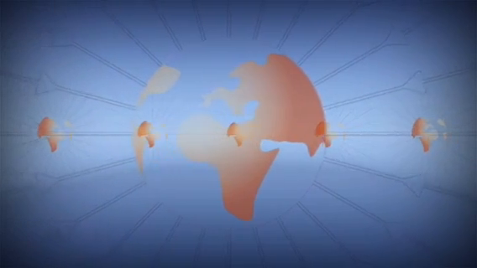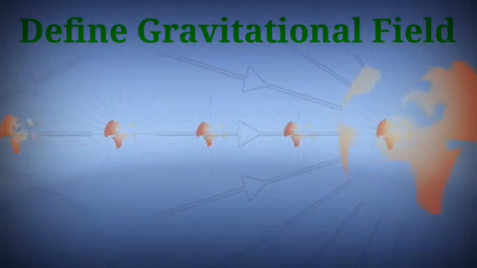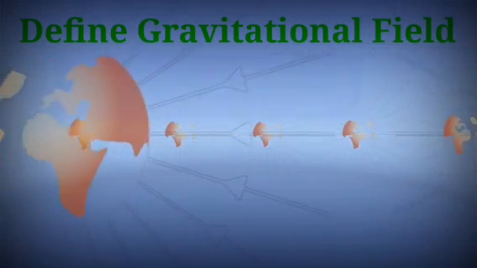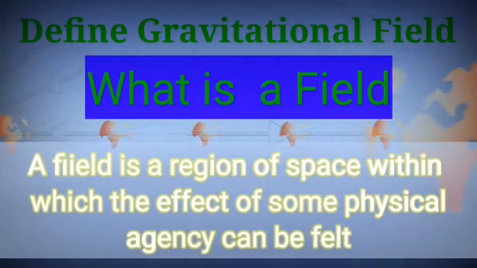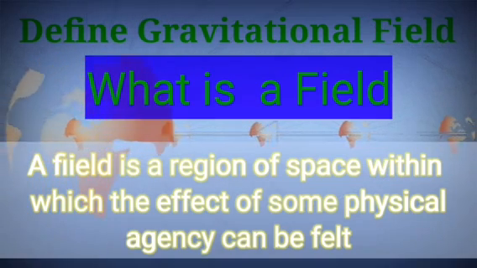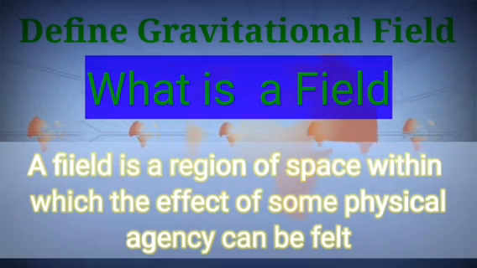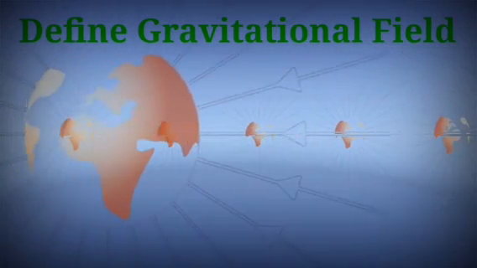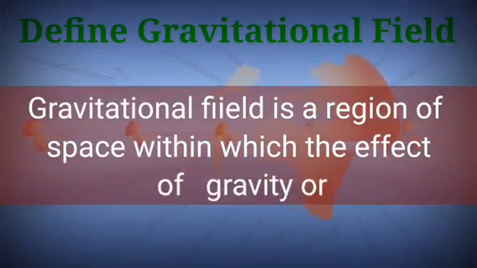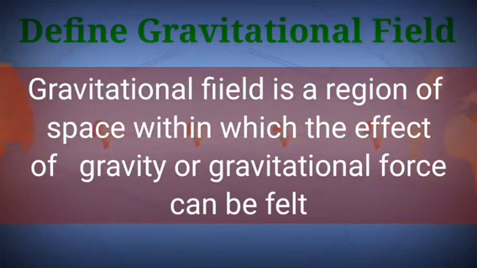Now, the next question says define gravitational field. Before we can understand what gravitational field is, let us look at what a field is. In physics, what is a field? Now, a field is a region of space within which the effect of some physical agency can be felt. Talking about gravitational field, it is a region of space in which the effect of gravity can be felt. Don't forget that we have other kinds of field, such as electric field, magnetic field, field due to heat, which are going to be scalar field, and other kinds of field like that.